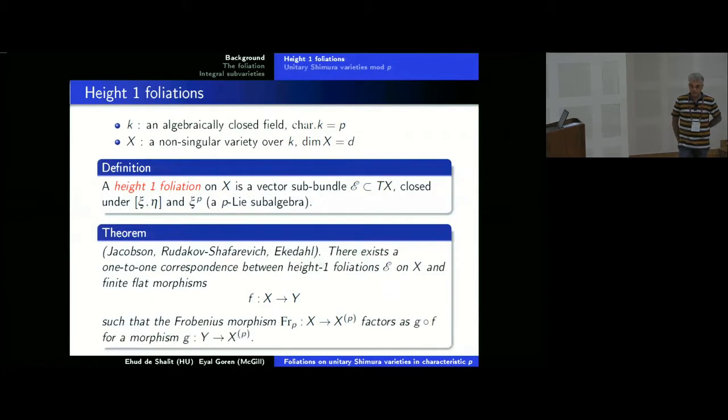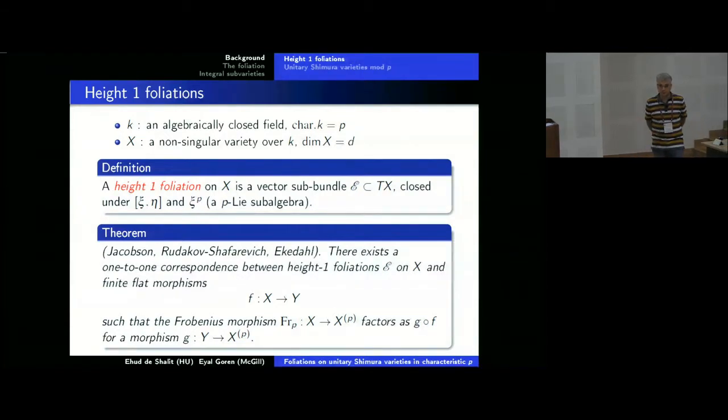has a funny history, I will not go into it, but it was done by Rudakov and Shafarevich in connection with some work on K3 surfaces, and then Ekedahl mentioned it, but actually the lemmas are due to some Japanese authors that I've not mentioned. It's pretty deep. There exists a one-to-one correspondence between height one foliations E on X and finite flat morphisms like this, through which the Frobenius morphism factors.